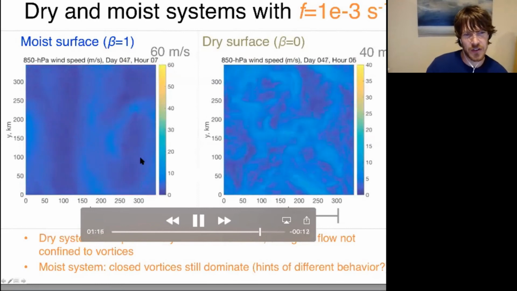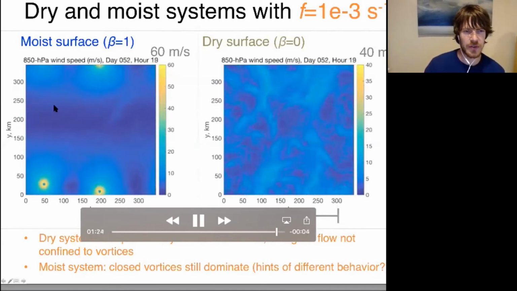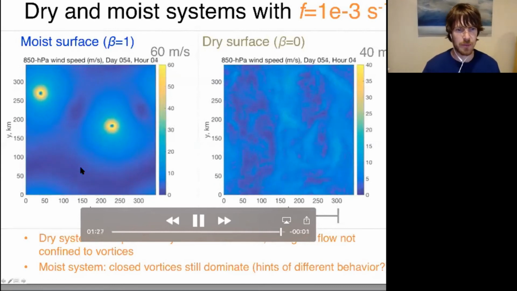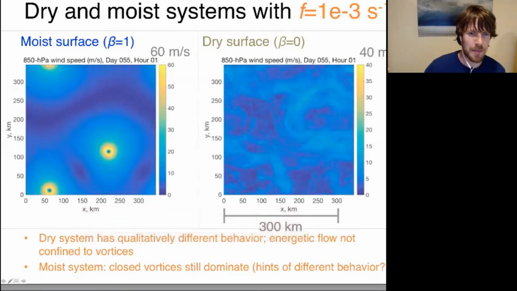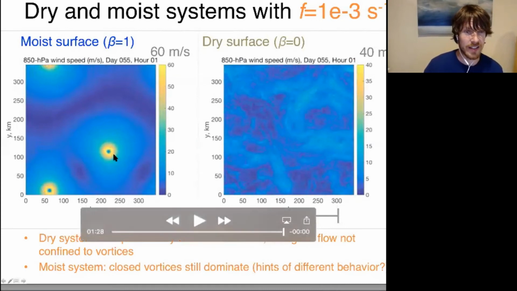So this hurricane has weakened a lot. There's one starting to form, and then there's another that gets spun off of it. So this is like a cyclone splitting process that's odd, and not something that we see in most other simulations at lower rotation rates.